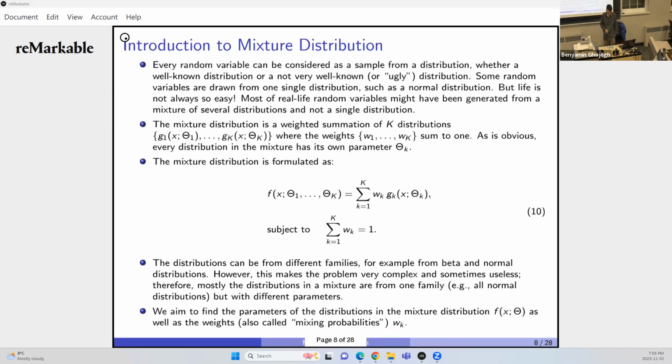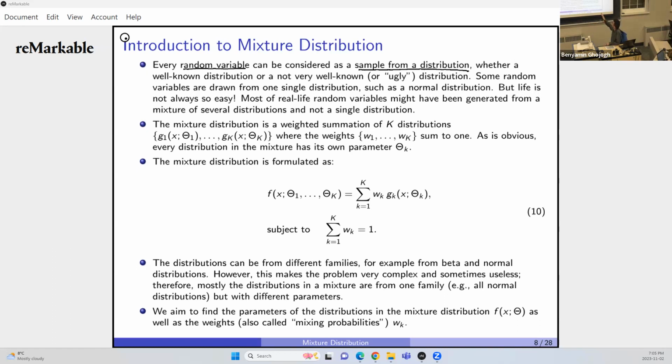Let's talk about it. Every random variable can be considered as a sample from a distribution, of course. Whether this distribution is well known or ugly or complicated, right? So a well-known distribution is the Gaussian distribution, but if we have a lot of modes, then the distribution is ugly. It's very complicated, right? By the way, usually in life, distribution is ugly, right? Because everything is not ideal, so it's ugly. As a result, it's very useful.